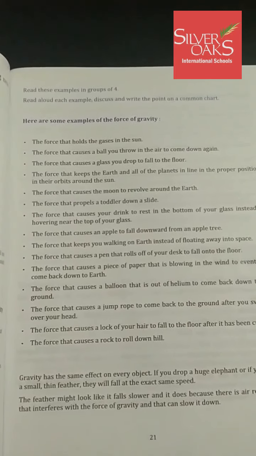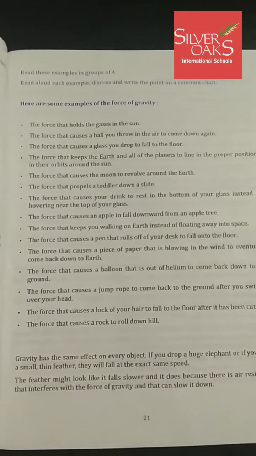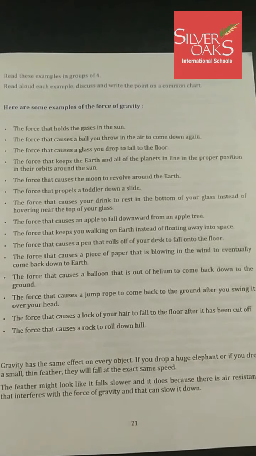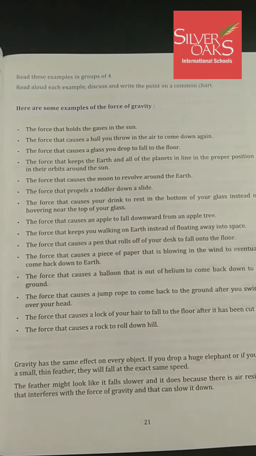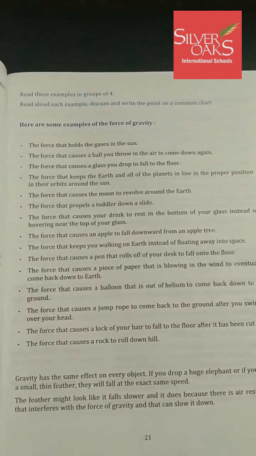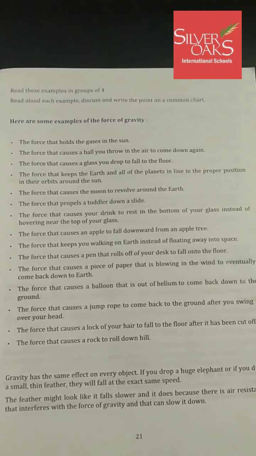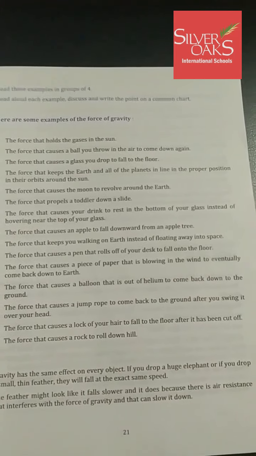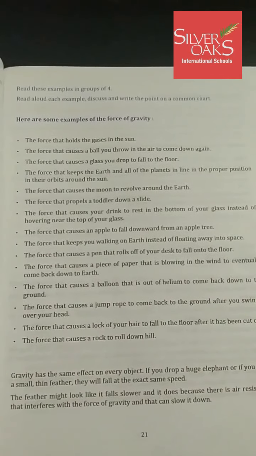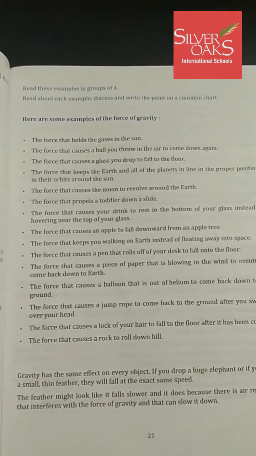Gravity has the same effect on every object. If you drop a huge elephant or a small thin feather, they will fall at the exact same speed. The feather might look like it falls slower, and it does, because there is air resistance that interferes with the force of gravity and can slow it down.